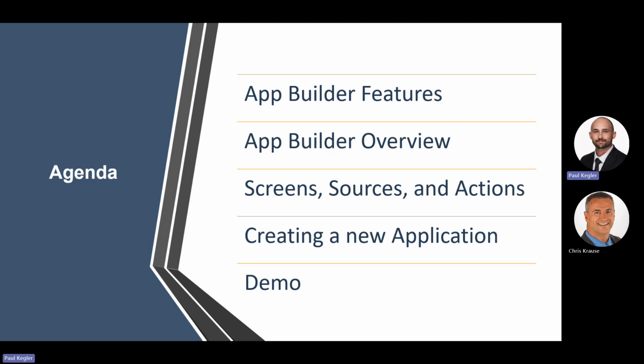So let's go over the agenda for today. I'm going to be talking about some of the basic App Builder features, going over the capabilities of App Builder in an overview, and focusing on the three primary aspects of App Builder, which are the screens, sources, and actions. We'll walk through how easy it is to create a new application, and we'll follow that up with Krause giving us an amazing demonstration. So let's jump in here.